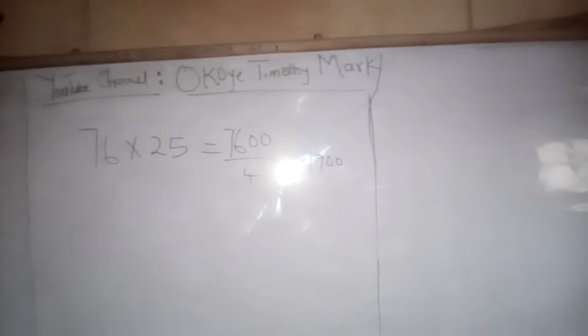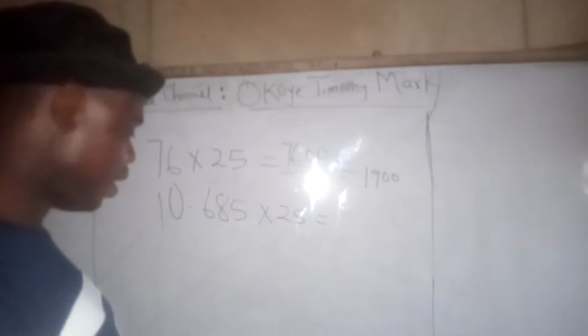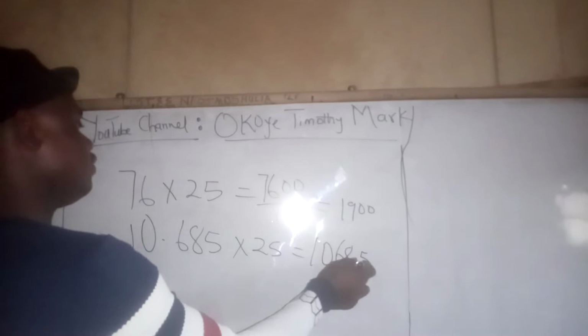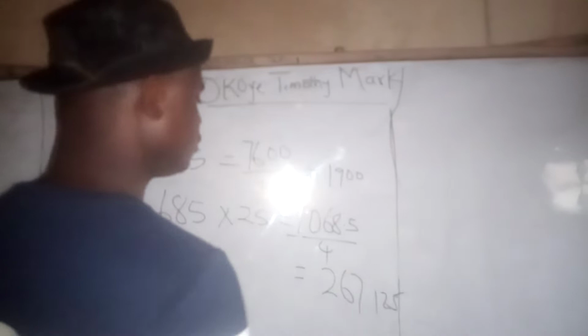You have 10.685 times 25, no problem. When you multiply a number with decimal parts by 100, it is as good as removing two decimal places from it. So this comes down to 1068.5, then divided by 4. So this will give you 267.125. Let me consider the answer.